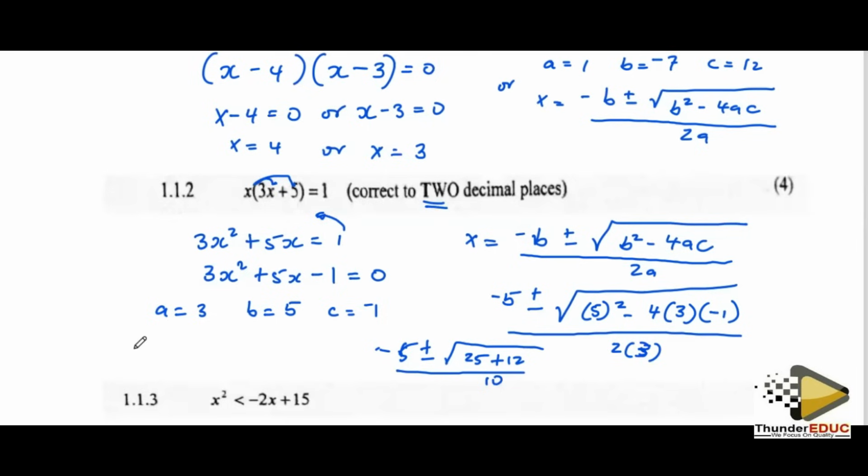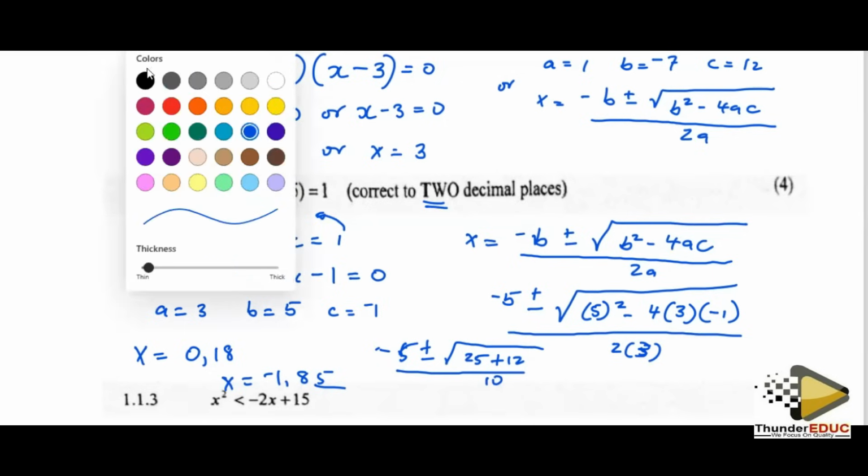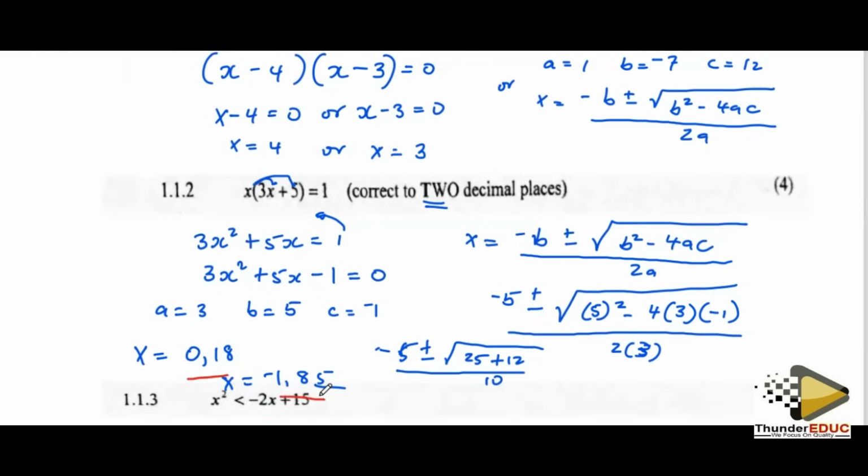So which means the first x is going to be 0.18. And then I'll just replace the plus with a minus sign, this minus sign here, and then my x is going to give me a negative 1.85 rounded off to two decimal places. So those will be our two answers, the 0.18 and then the negative 1.85.